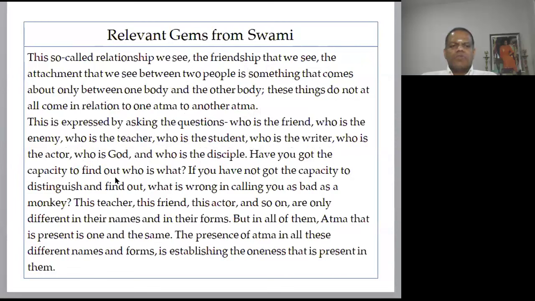Have you got the capacity to find out who is what? If you have not got the capacity to distinguish and find out, what is wrong in calling you as bad as a monkey? This teacher, this friend, this actor, and so on, are only different in their names and in their forms. But in all of them, the Atma that is present is one and the same. The presence of Atma in all these different names and forms is establishing the oneness that is present in them.